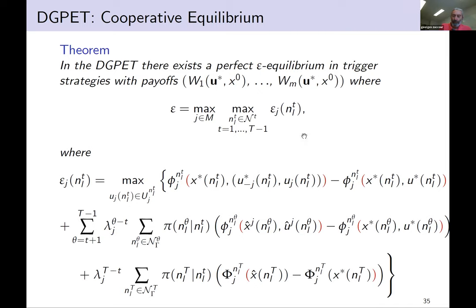So what I need to do here is to perform all this analysis. And once I get this epsilon, I can show that there exists a perfect epsilon equilibrium in trigger strategies with this particular payoff where I get this epsilon. Now, of course, if this epsilon is extremely large, it means that players need to leave a lot of money on the table in order to sustain the equilibrium agreement.